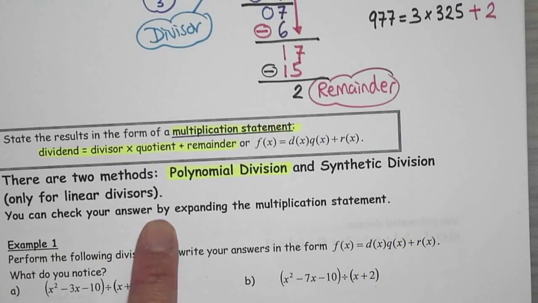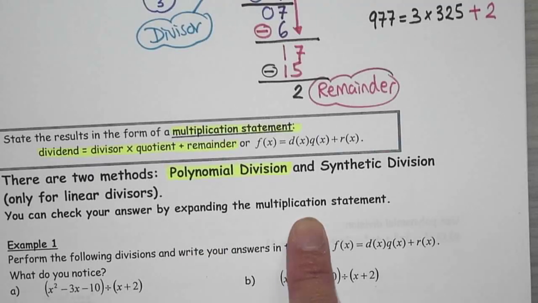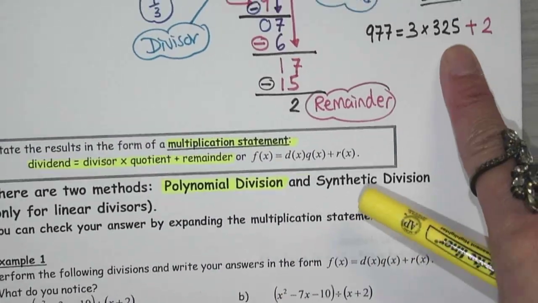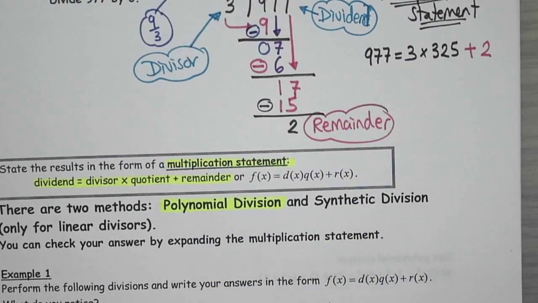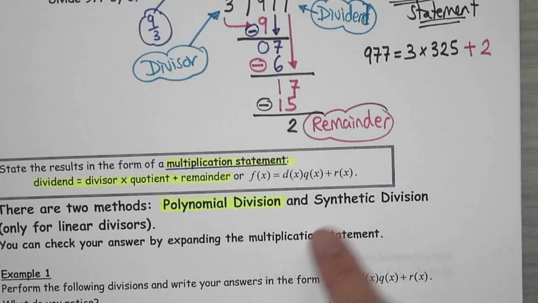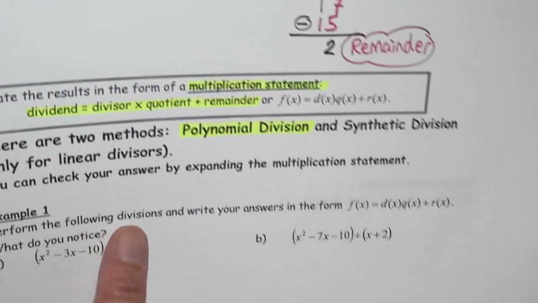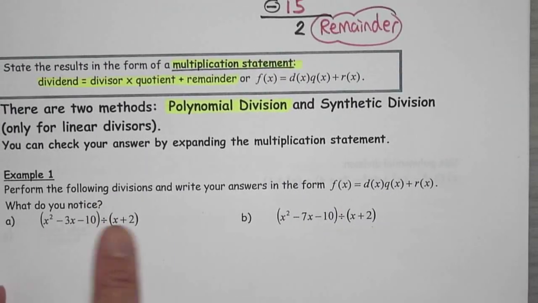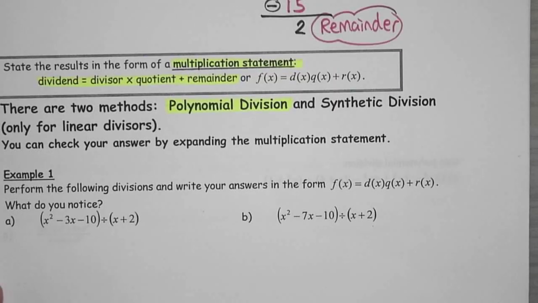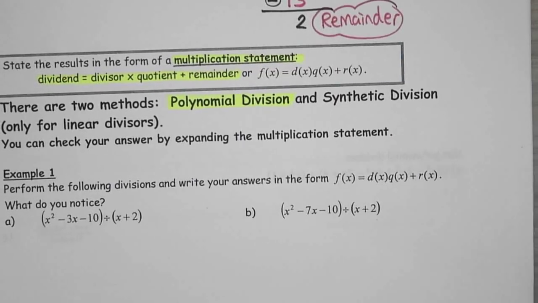How can you check it? You check your answer by expanding this, right? So if you have a multiplication statement, you expand it, collect, and you should be able to check that your answer is right. So you can check it by using your multiplication statement. So here, perform the following divisions and write your answers in this form, which is the multiplication statement. What do you notice? And we'll talk about what we notice. Yeah, and then I'll show you what synthetic is after.